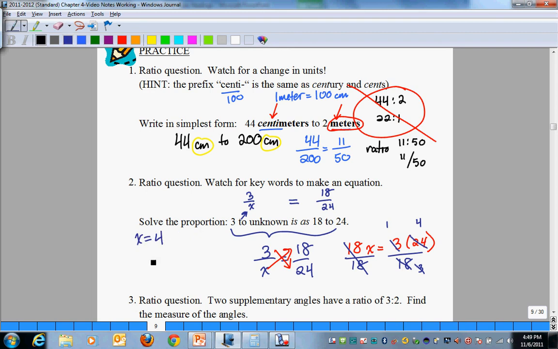Now let's see if this actually works. We're going to go 3 over 4 equals 18 over 24. Since 6 goes into here, 6 goes in there 3 times, 6 goes in there 4 times. That is our check. The x is 4.